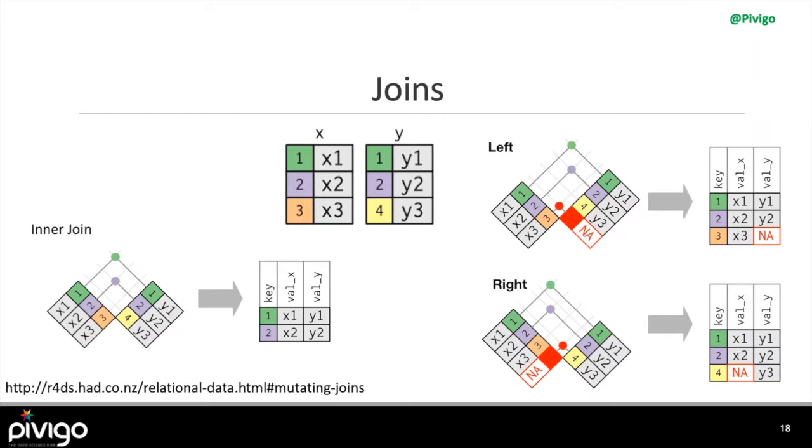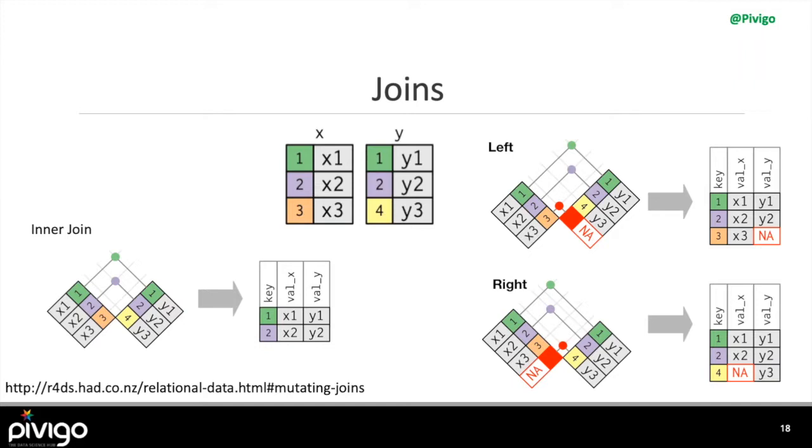If you do a left join, you're going to take all of the data from the left table, which is the first table, and only the corresponding data in the second table, or the right table. And as you can see, we get keys 1, 2, and 3, and we get an NA for the value of key 3 in table Y. And the opposite is true for a right join. We take all of the data from the second table, or the right table, and only the corresponding data in the left table.